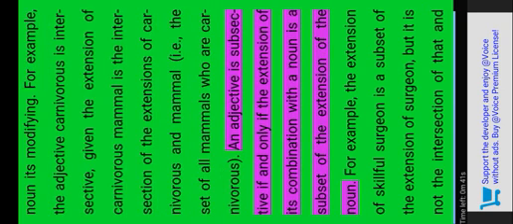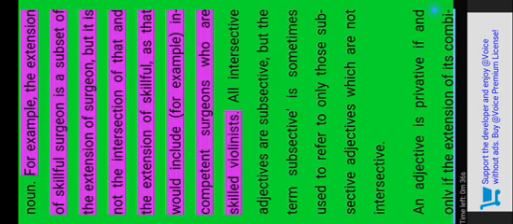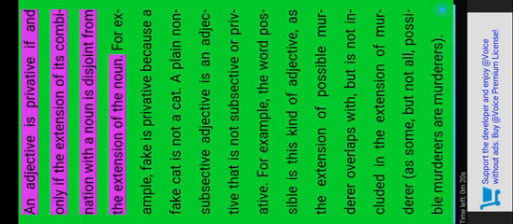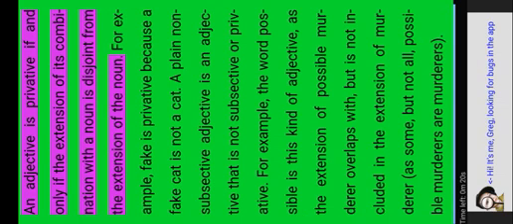An adjective is subsective if and only if the extension of its combination with a noun is a subset of the extension of the noun. For example, the extension of skillful surgeon is a subset of the extension of surgeon, but it is not the intersection of that and the extension of skillful, as that would include, for example, incompetent surgeons who are skilled violinists. All intersective adjectives are subsective, but the term subsective is sometimes used to refer to only those subsective adjectives which are not intersective.